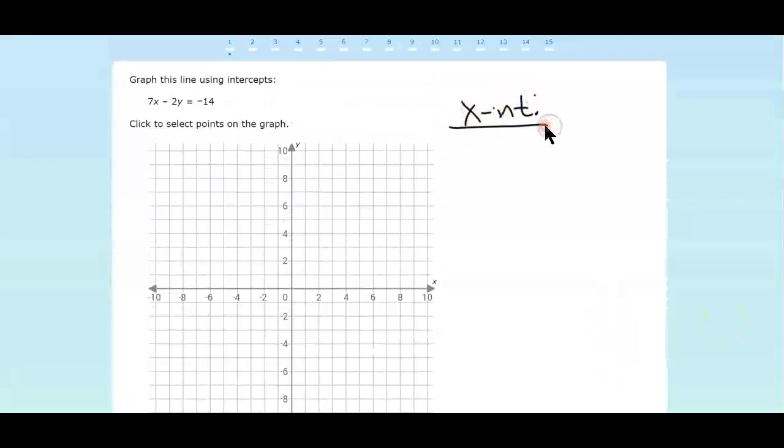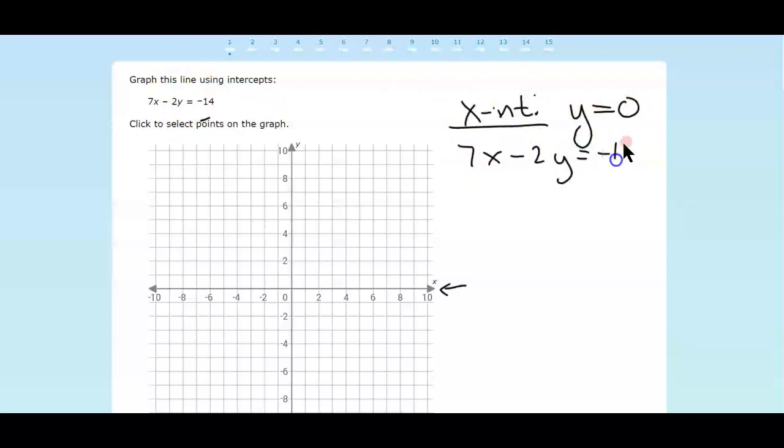And remember, our x-intercept lives on the x-axis here. And notice, anywhere on our x-axis, the one thing that's true of every x-intercept is our y value is always 0. That means if we're given an equation, we can always find our x-intercept by setting our y value equal to 0. So we're going to take our standard form equation, 7x minus 2y equals -14.